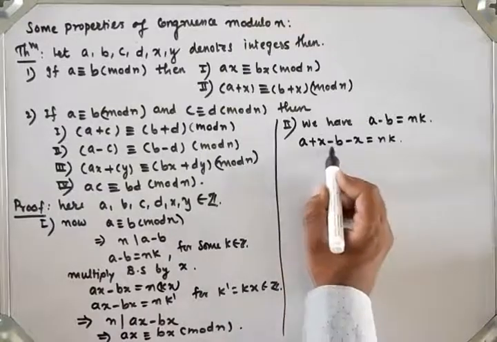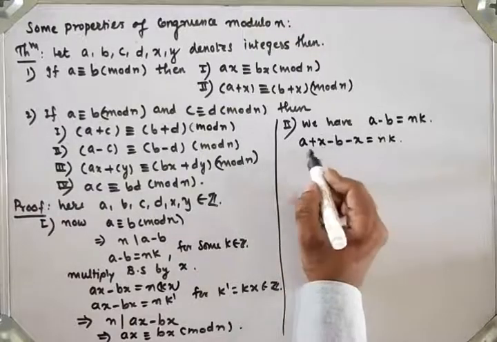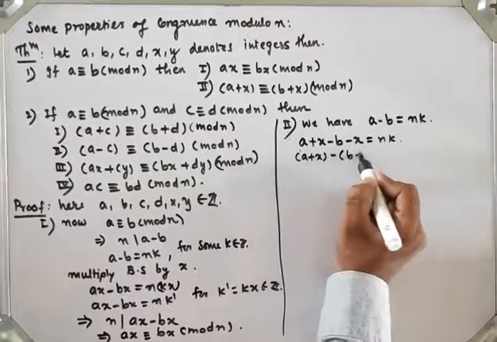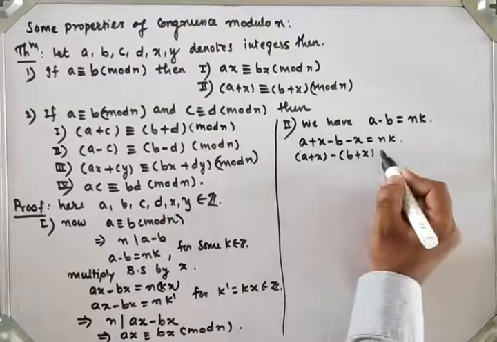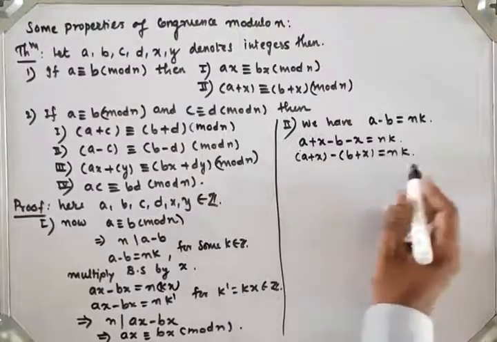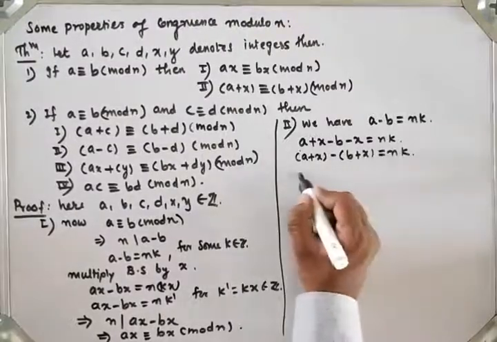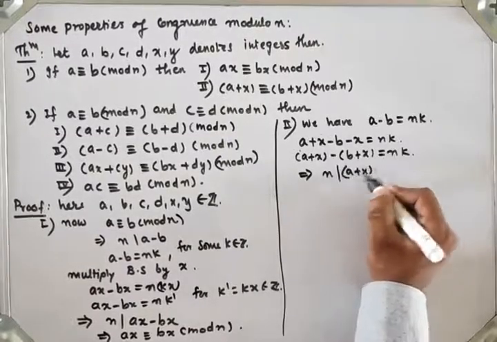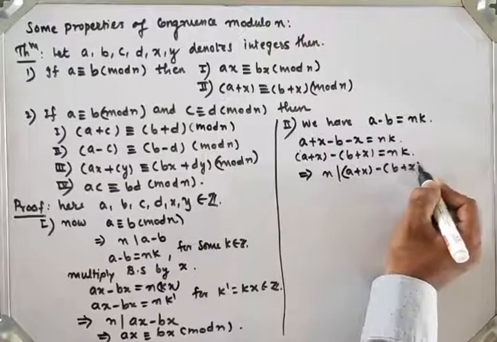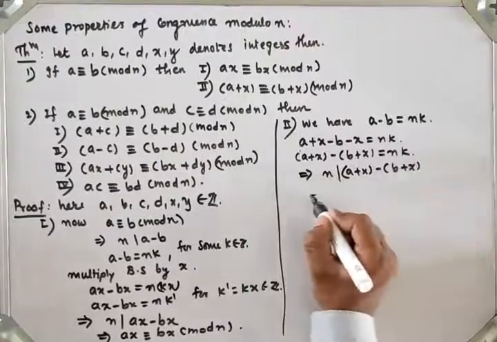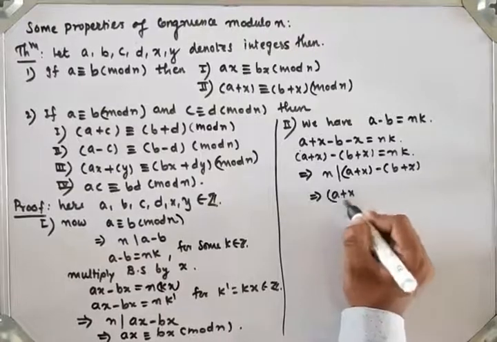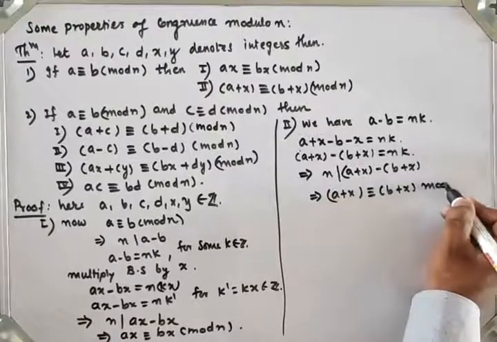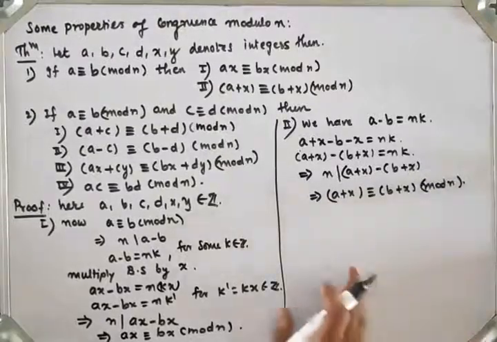I have taken the adjustment of plus x and minus x, so I will write it as A plus x, and taking the minus sign common, B plus x, which is equal to n times k. Then by using the definition of divisibility, n divides A plus x minus B plus x. Then A plus x is congruent to B plus x modulo n. Hence the proof of the second part.